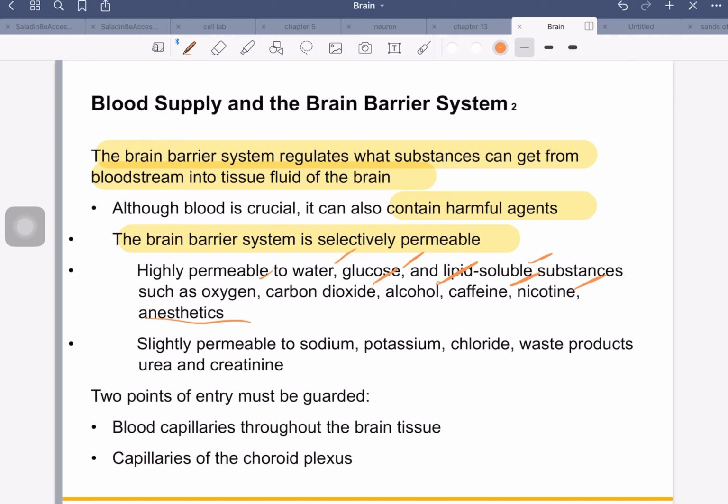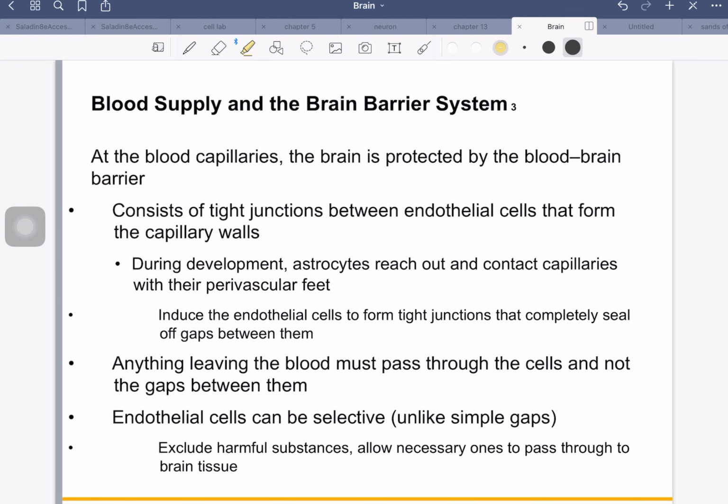If you want to use a chemical as an anesthetic, then it should probably be able to cross the blood-brain barrier, and they do, right? Now, we're going to talk about this issue, that this really can limit therapeutics that you're trying to target to the brain tissue. It's slightly permeable to sodium, potassium, chloride, waste products, urea, creatine. And two points of entry have to be guarded, and that is the blood capillaries throughout the brain tissue, and the capillaries of the choroid plexus, because these are the two places the brain interacts with the blood.